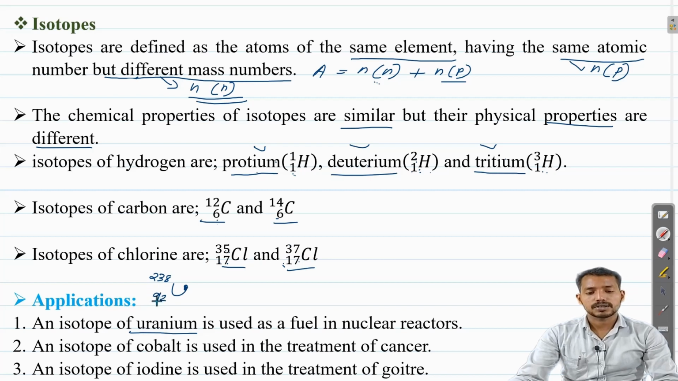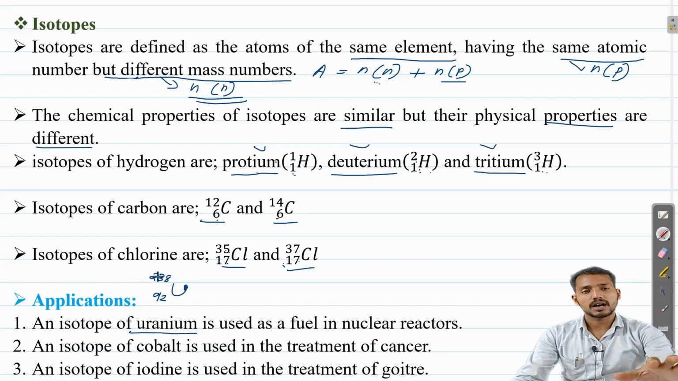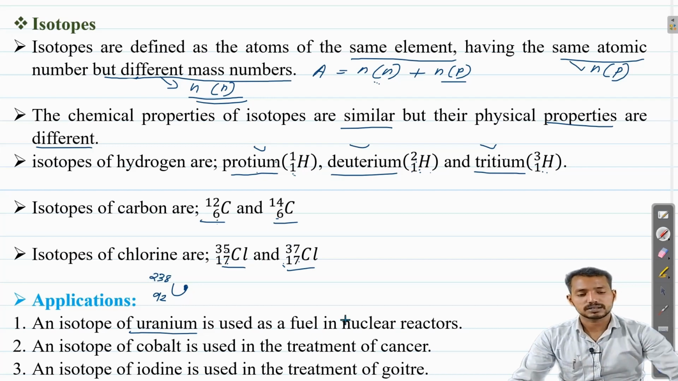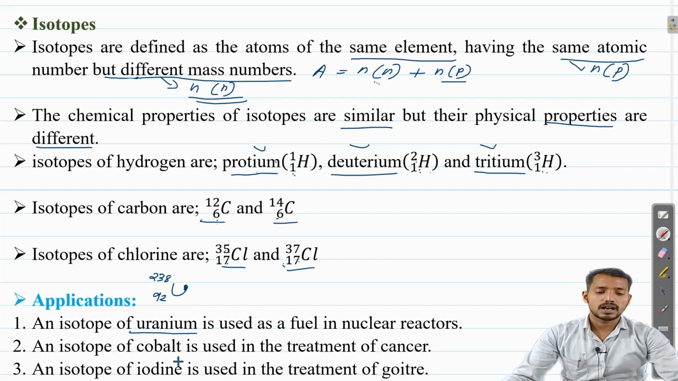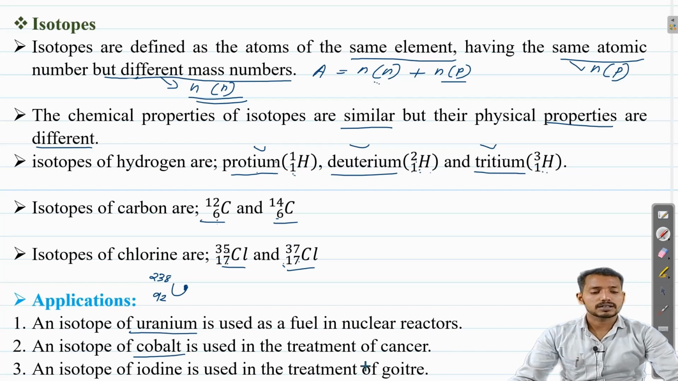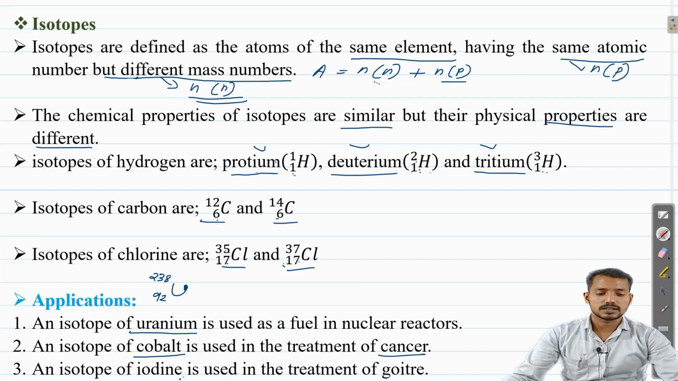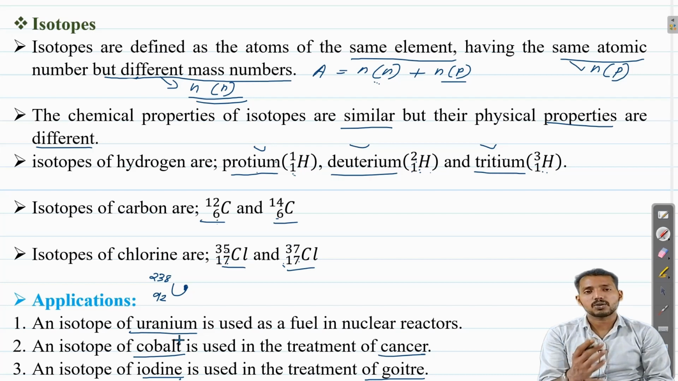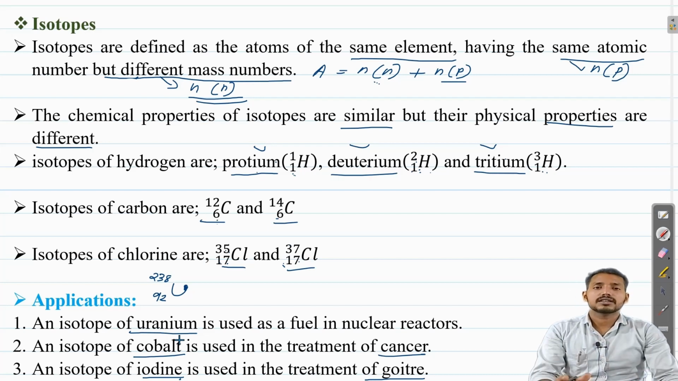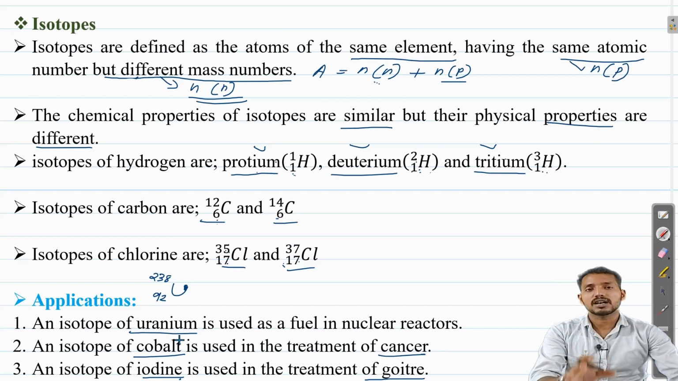238 over 92. 92 is the atomic number and 238 is the mass number. Its mass number is very big. Clear. And because of that, its atomic mass also will be high. So these types of elements are used in nuclear reactors. Second one is cobalt. An isotope of cobalt is used in the treatment of cancer. And an isotope of iodine is used in the treatment of goiter. Mainly the isotopes which show the radioactive property are used in different fields. Clear? So this is all about isotopes.